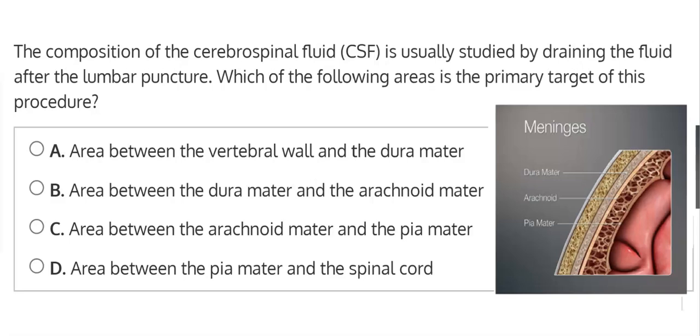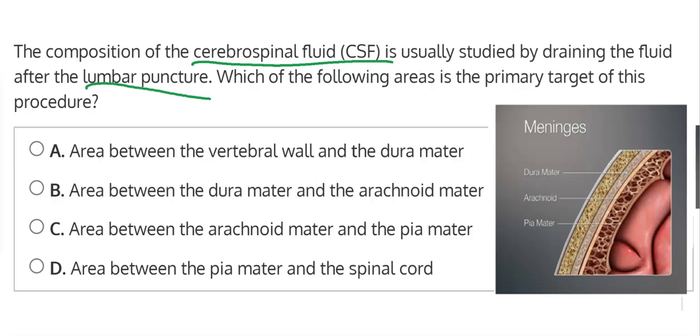So cerebrospinal fluid is the fluid that flows around the spinal cord, and it's also in the brain to help nourish the brain, and it's necessary to have. And sometimes we need to study it, such as in this case with a lumbar puncture. This is a procedure to obtain cerebrospinal fluid because we want to see how the brain is functioning.